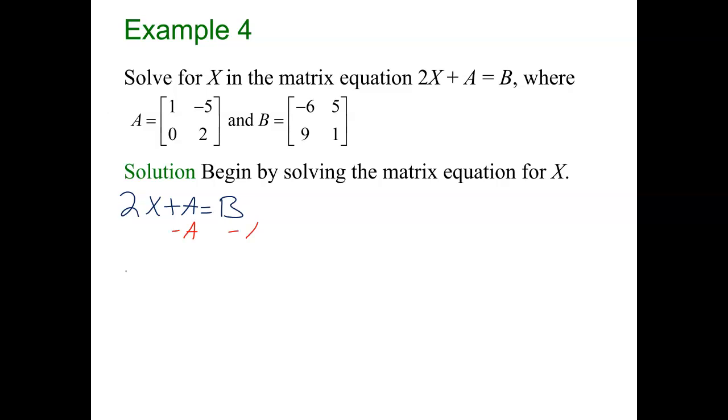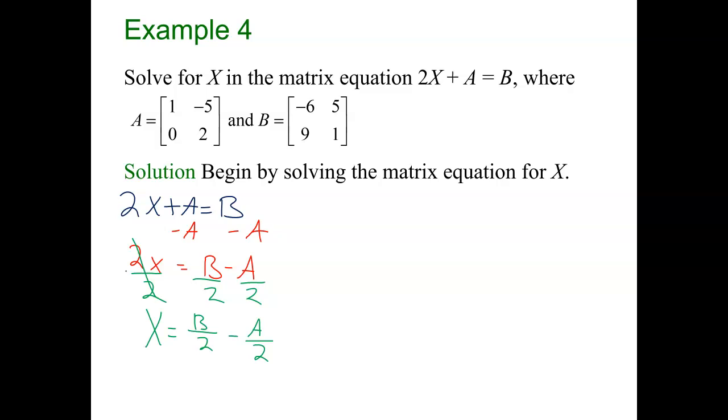Subtract a on both sides. 2x equals b minus a. And then what? What's the last one? Divide everything by 2. Divide by 2, by 2, by 2. So, x equals b over 2 minus a over 2.